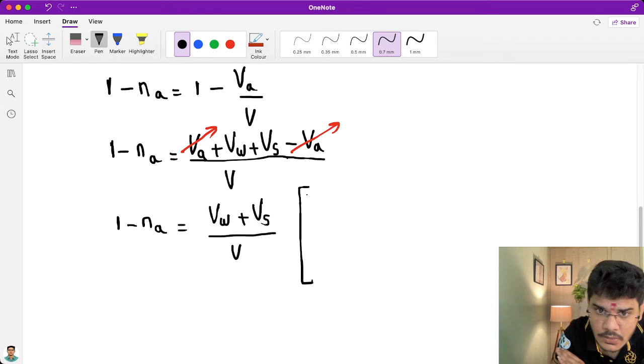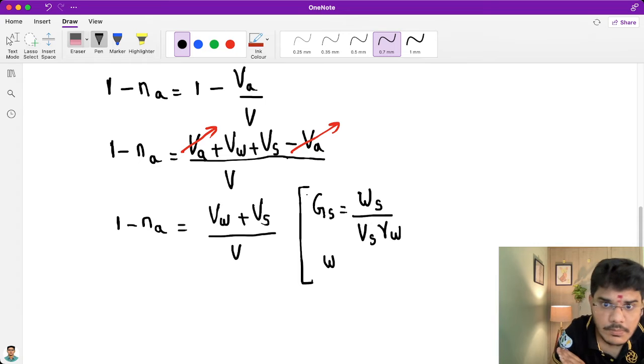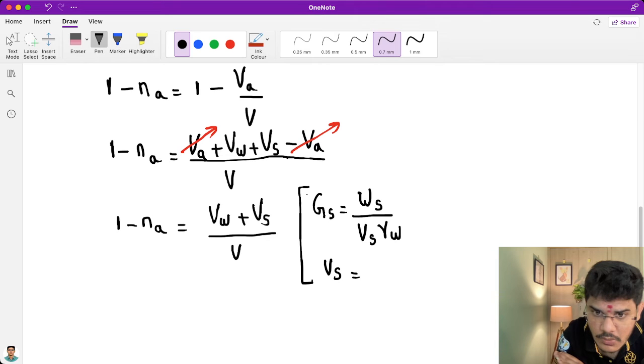So Gs is equal to, we know, gamma s by gamma w. That gamma s by gamma w we can also write as Ws by Vs gamma w. From this, Vs is equal to Ws by Gs gamma w. So I can write Vs is equal to Ws by Gs gamma w in place of Vs.